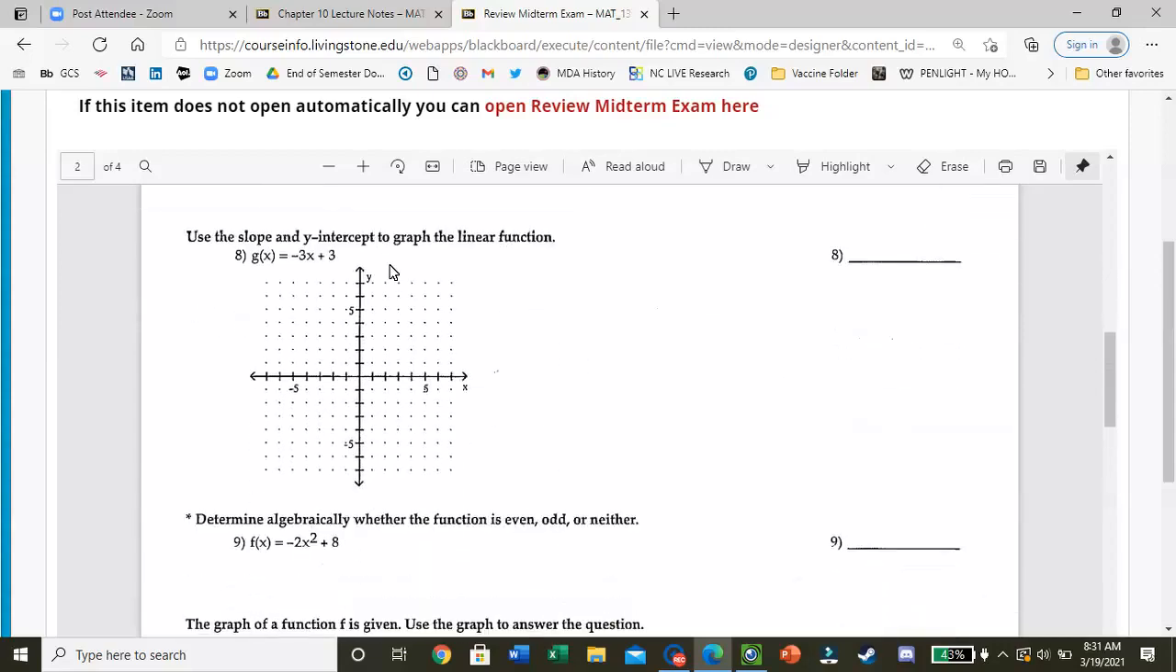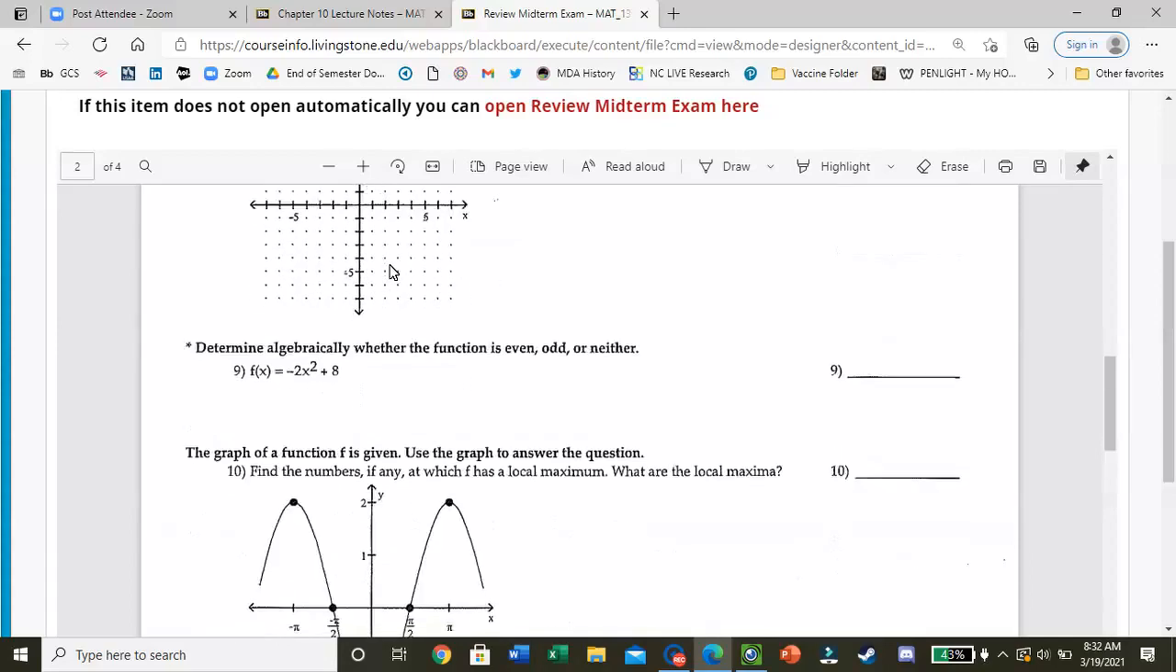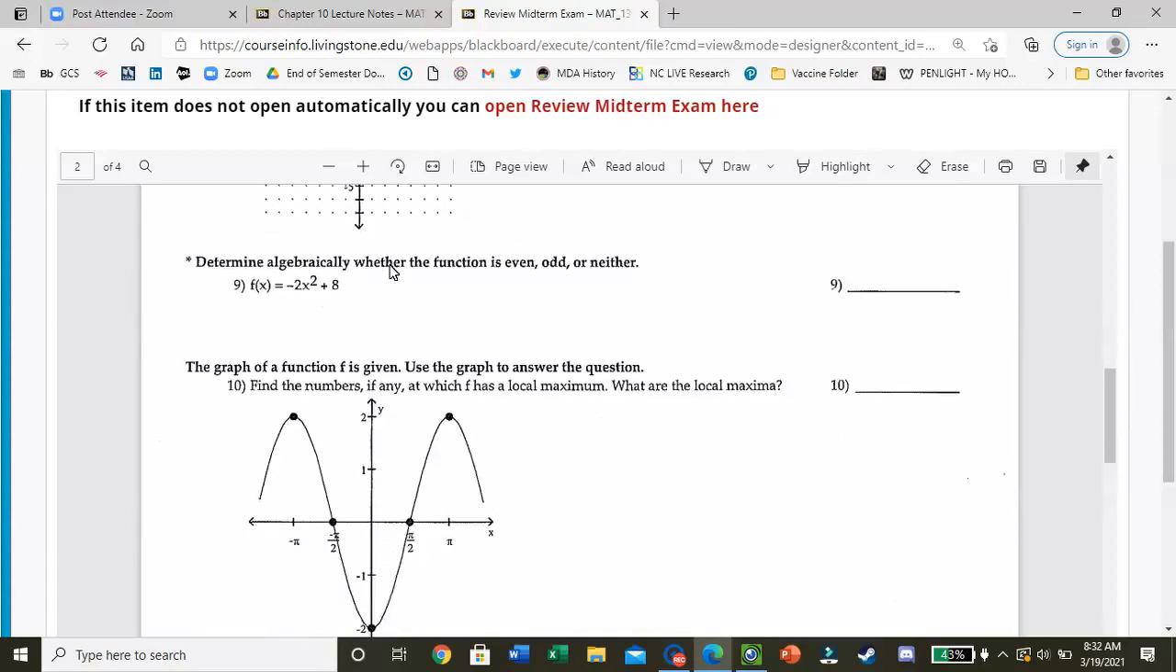Use the slope and the y-intercept to graph. So basically here we're just using the slope-intercept method, right? Do we need to see this one? Good. Okay. That's shaking no, so that's a good sign.